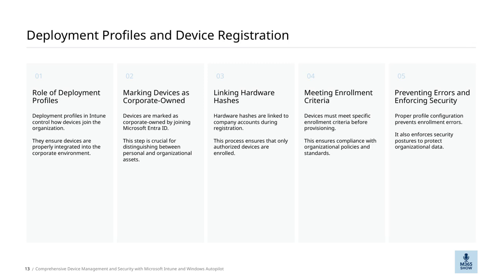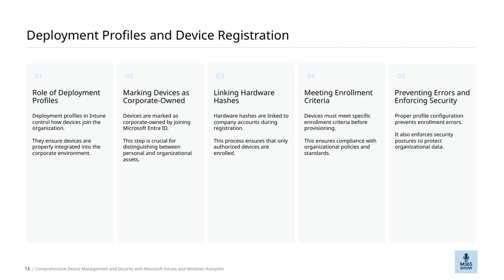Proper profile configuration is really key here because it helps prevent enrollment errors, making the whole process smoother. But it's not just about avoiding issues. These profiles also enforce security postures, which are essential for protecting organizational data. Devices need to meet certain enrollment criteria before they can be provisioned. This step ensures that only compliant and approved devices are enrolled, aligning with our organization's policies and standards. It's a way to maintain control and security from the start.